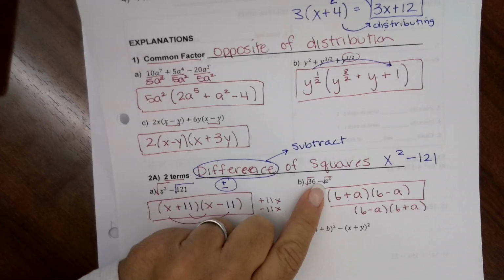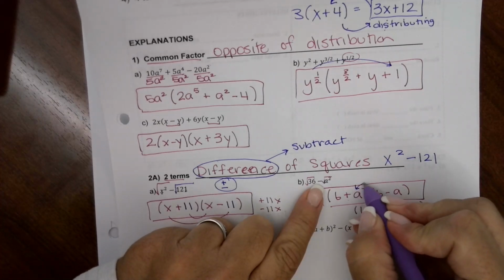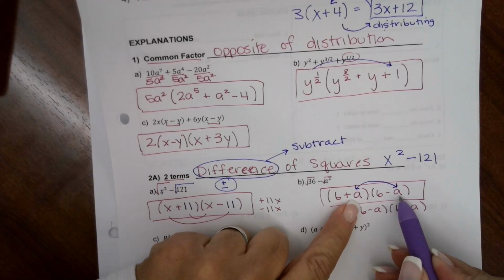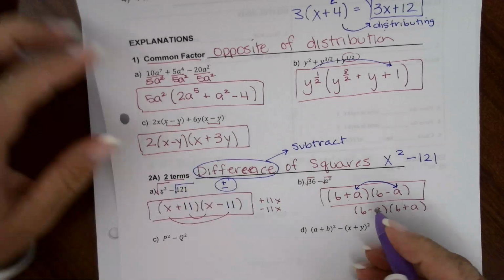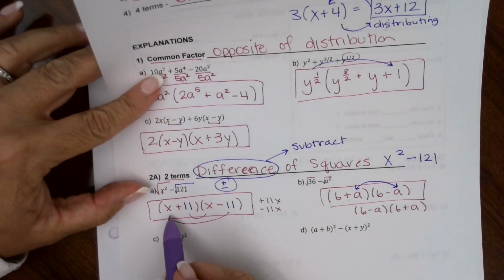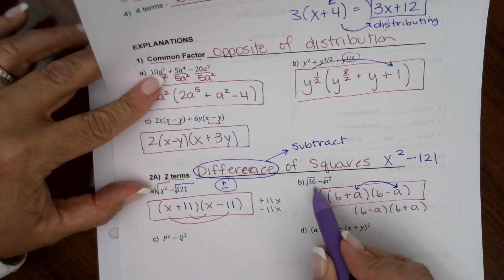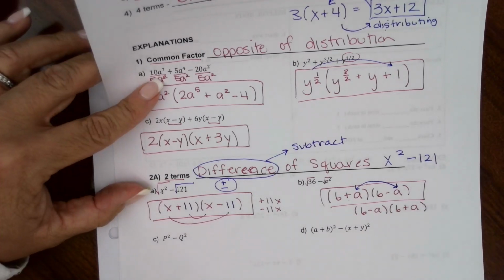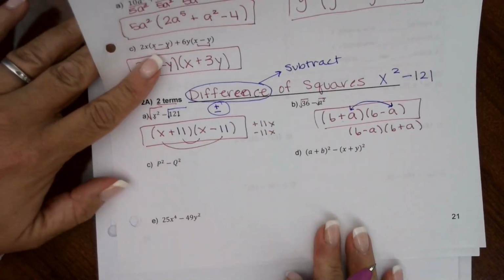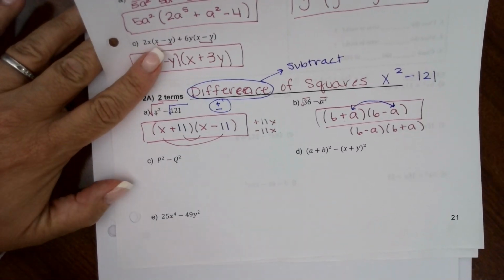So because the a is the second term, when I FOIL these two, I would get a negative a squared, which is what I have, negative a squared. So the order matters. In this case, the x was first, and that's why the x is first in my factored form. Here, the constant, the 36, is first, and so the 6 has to be first.